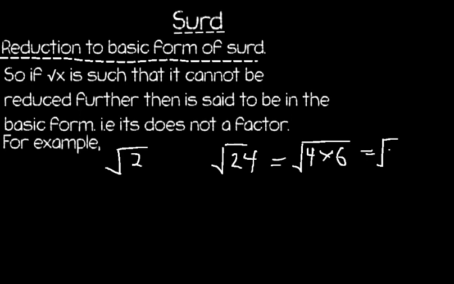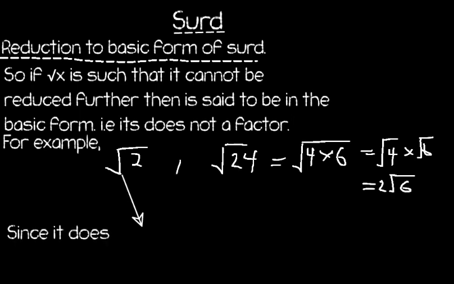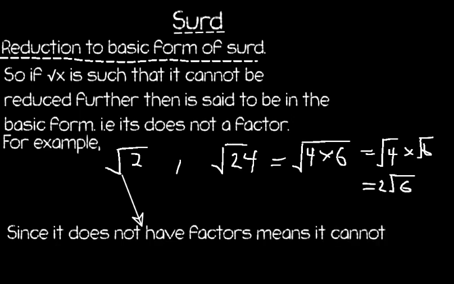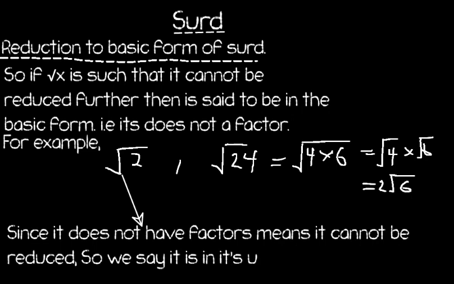And let's take root 24. Root 24 has a perfect square and also a factor that has a surd in it. So we can say 4 times 6, which is giving us 24. So the square root of 4 and the square root of 6. The square root of 4 is 2, and the square root of 6, which we know is irrational, we don't break it down, we just leave it like that. So our answer is 2 root 6.